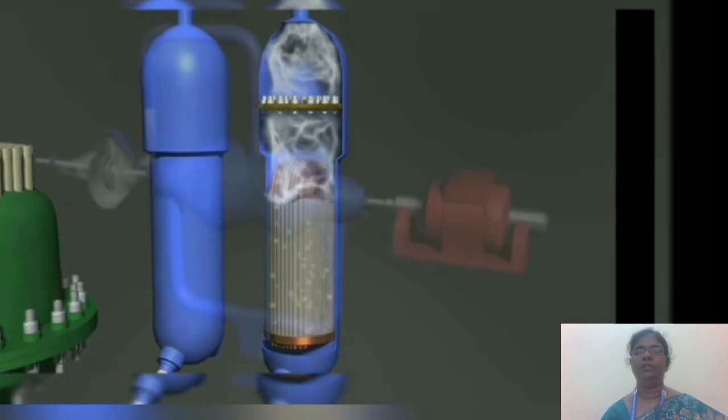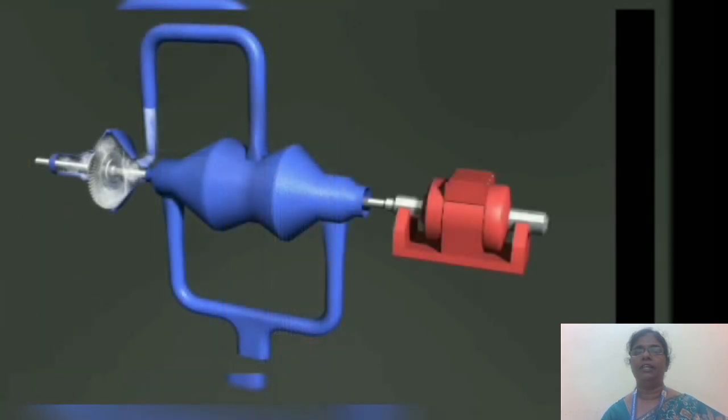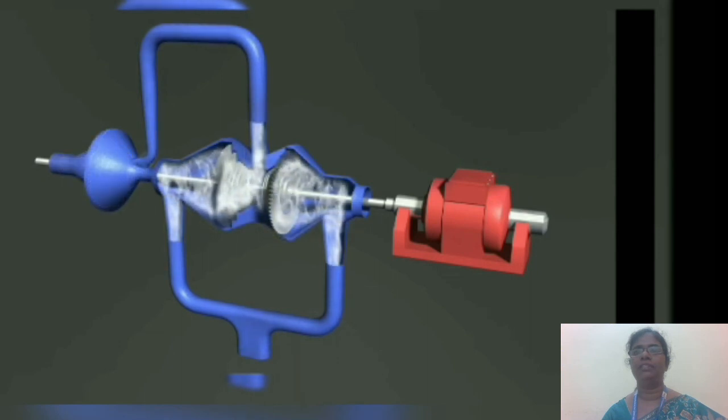The steam produced in the heat exchanger drives the high and low pressure turbines. The turbines are connected by a spinning shaft to the electrical generator, which in turn produces AC electricity.